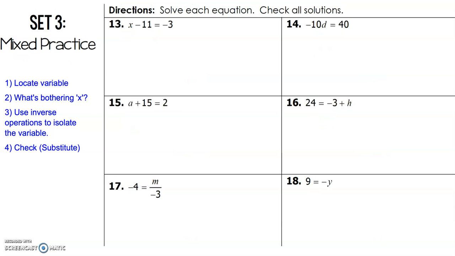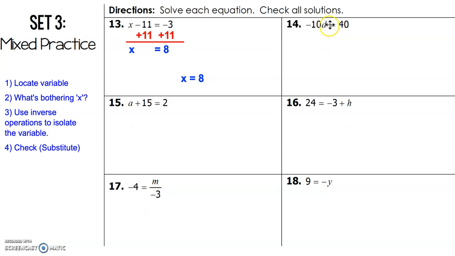All right, let's do some mixed practice where we've got to identify the operation that's happening. So in 13, what's bothering x? We have a minus 11. So how do we get rid of it? The opposite of subtraction is addition. So add 11 to both sides, and I get x is equal to 8.